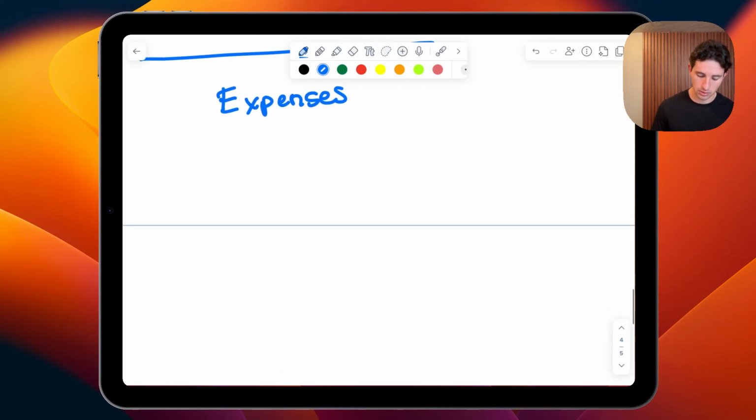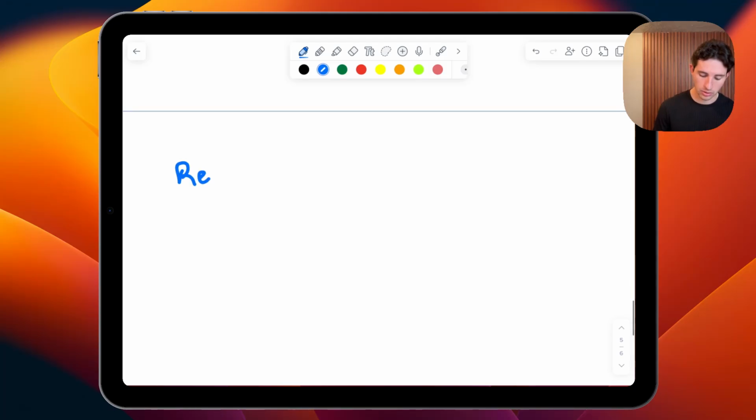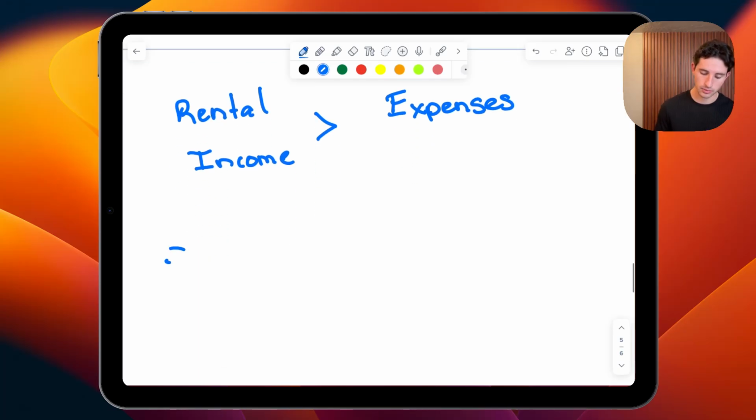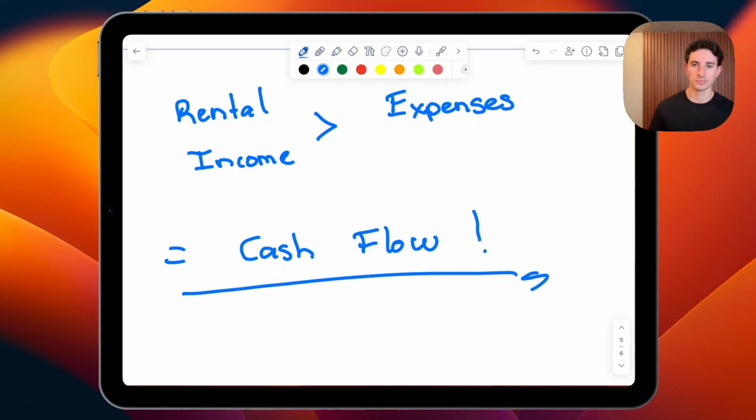Of course, rental income must be higher than expenses, and this is what we call cash flow, net cash flow. Boom. There you go. These are the 3 main questions that I get. Hopefully this makes more sense.